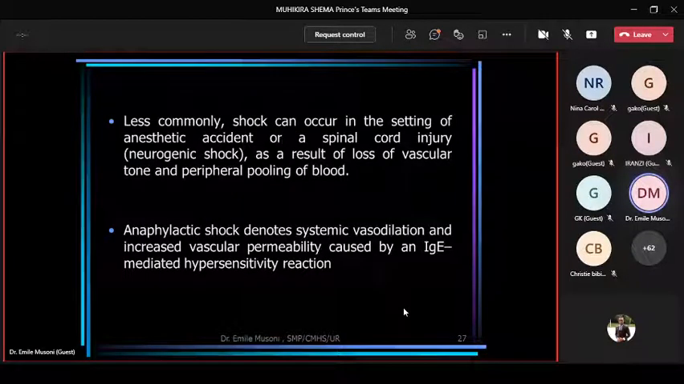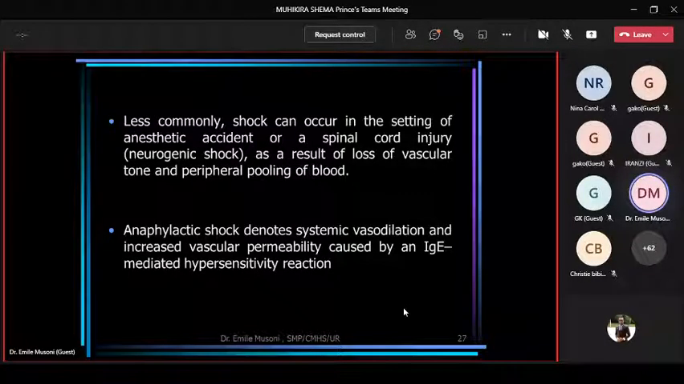Another shock, but less common, that can occur in the setting of anesthetic accident or spinal cord injury, is what we call neurogenic shock. You will see in your clinical practice, those people with neck injury, normally it must be immobilized because once you do some mobilization, there will be rupture of the spinal cord and immediately there will be death. This is what we call neurogenic shock. It can also occur in case of the anesthesia.